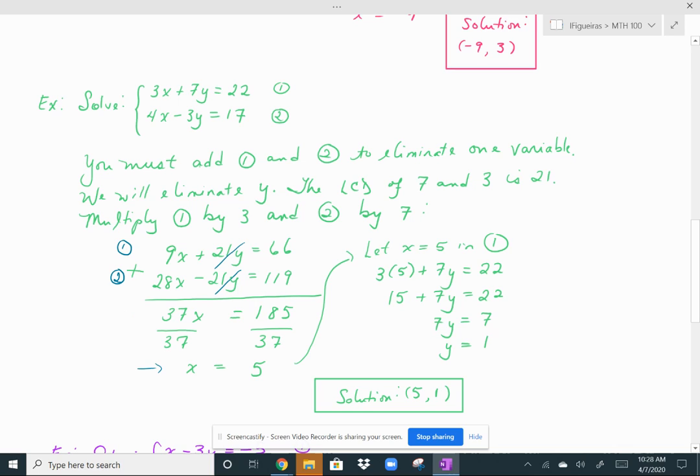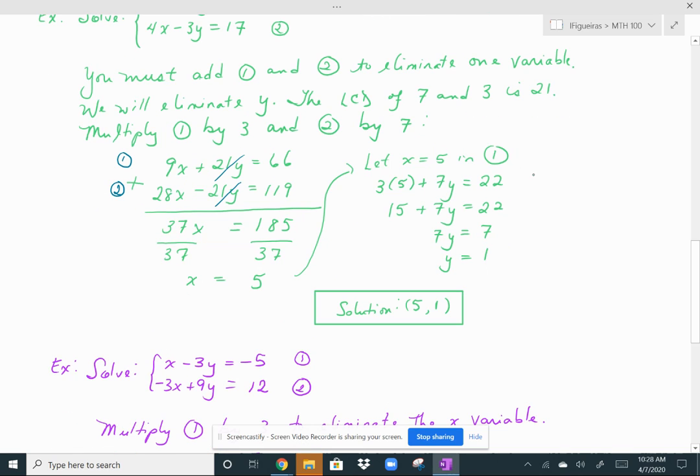So again, I need to find now my y value. So you're going to let x equal 5 in one of the equations above. So I chose equation 1. Let x equal 5 in equation 1. So 3 times 5 plus 7y equals 22. 3 times 5 is 15, plus 7y equals 22. Subtract 15 from both sides. You get 7y equals 7, and therefore y equals 1. So your solution is the coordinate 5, 1. Remember, that's your point of intersection for the two equations, and this is another example of an independent system.